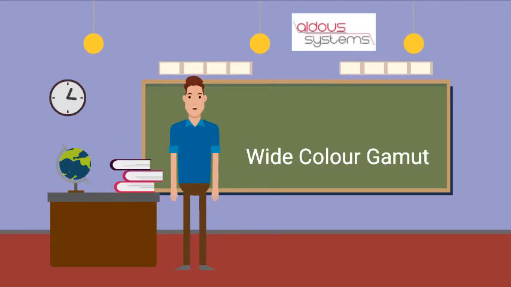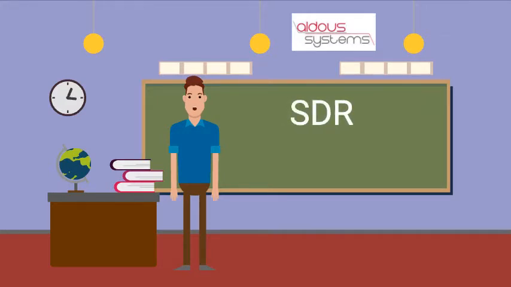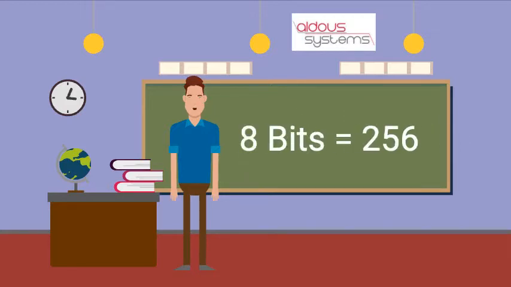Wide color gamut is all about how many colors are available in the color palette. Normal video, also known as SDR, which stands for Standard Dynamic Range, uses 8 bits to define the color. That gives you 8 bits for red, 8 bits for green and 8 bits for blue. 8 bits is 256, so we have 256 reds, 256 greens and 256 blues that we can mix together to make any color we want.